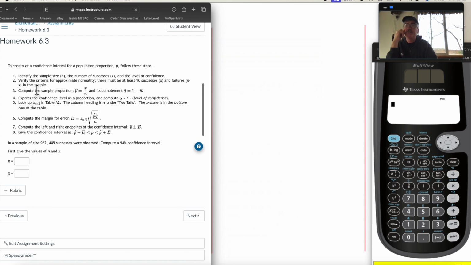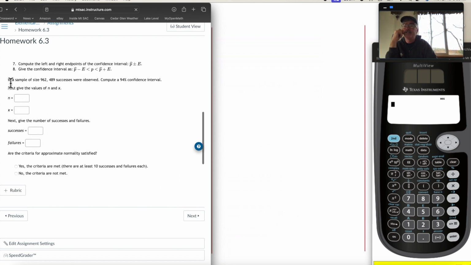All right, so it says in a sample of 962, 489 successes were observed. So that's X, the number of successes, but N is the larger number of the sample size. So we can go ahead and put that in, 962. X is 489. And the number of successes is 489. Okay. The number of failures is N minus X. So I think I'll identify some of the stuff on my tablet here too.